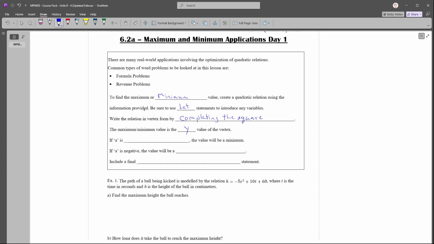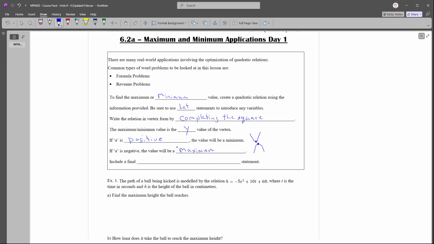Now, the a value, remember what the a represents. The a represents two things. It represents reflection in the x-axis as well as stretches or compressions. What we care about right now is whether it's reflected or not. So remember, if the a value is positive, that means that the curve opens up, so we have a minimum value. So the curve looks something like this. However, if the a value is negative, that means the value is going to be a maximum. Maximum means largest. So the curve is something more like this, and we get the maximum value therein.